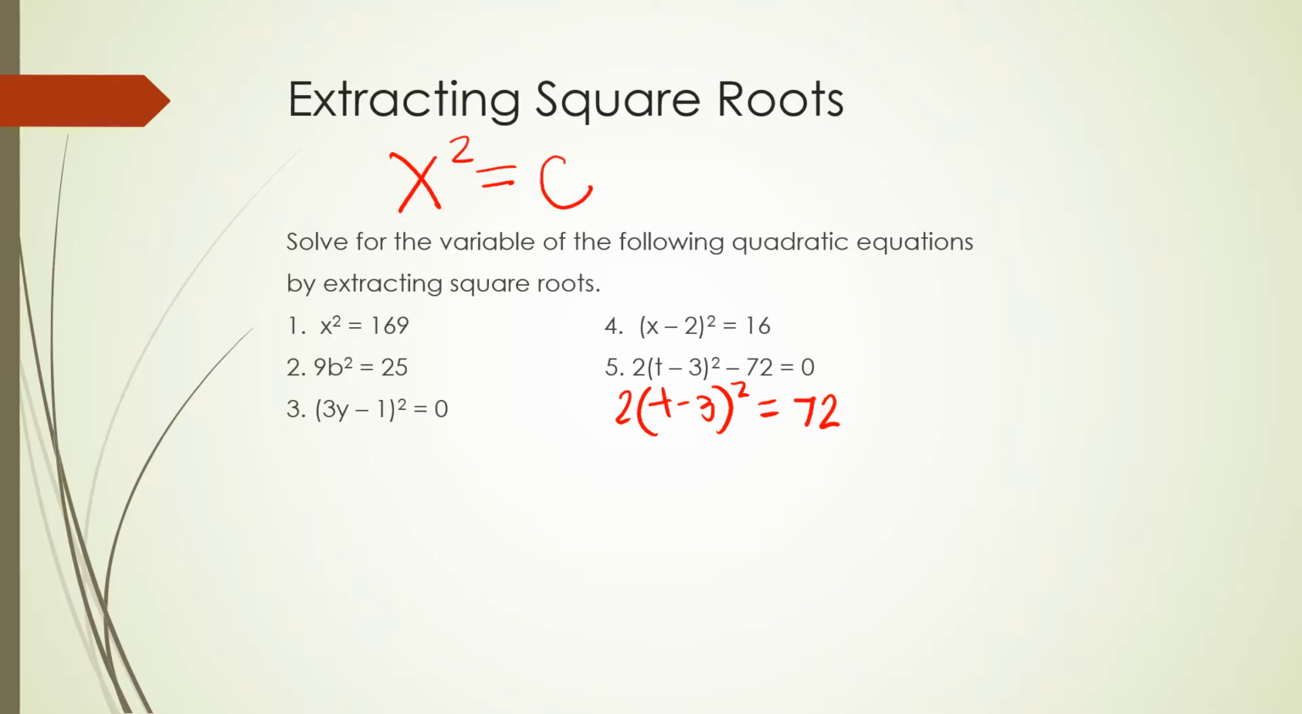So, hindi pa siya naka-form ng ganito, so you need to divide both sides by 2. So, mawawala na to. Ang maiiwan na lang is the t minus 3 quantity squared is equal to 72 divided by 2, that is 36. So, naka-form na siya ng ganito. Okay?